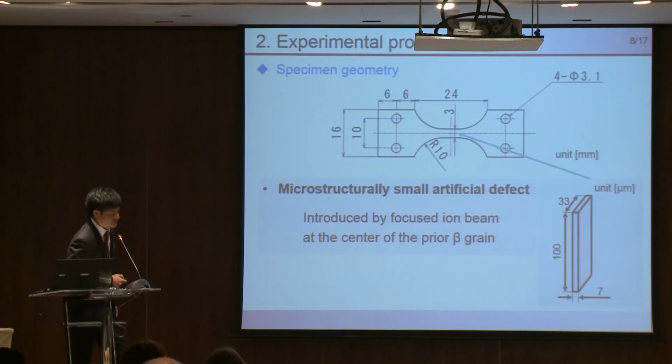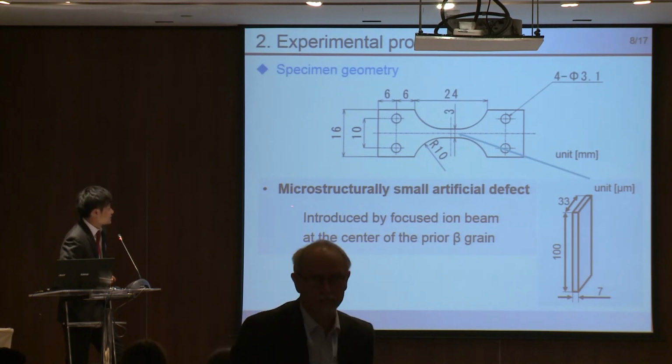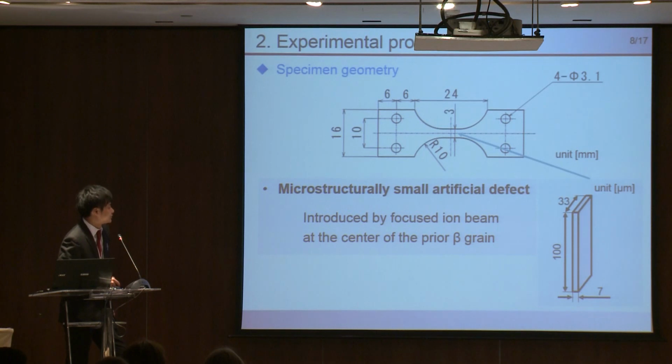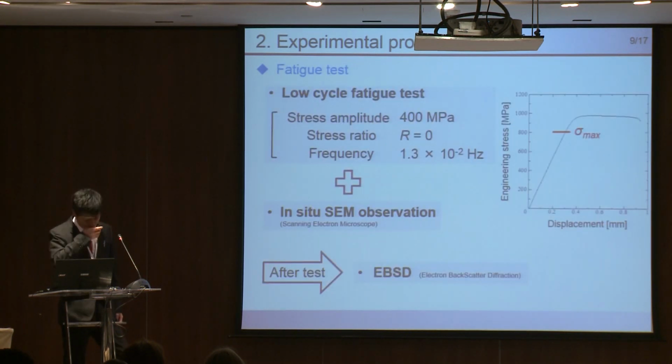Here is the specimen geometry. Microstructurally small artificial defects like this scheme were introduced by focused ion beam at the center of the prior beta grain. And fatigue tests were carried out at this condition, coupled with in situ SEM observation. After the test, EBSD was carried out to get crystallographic characterization around the crack.